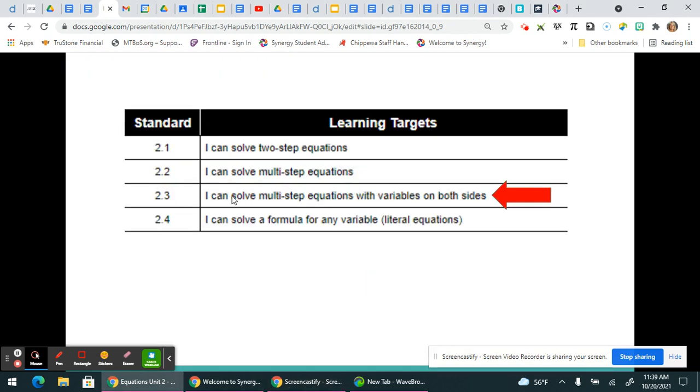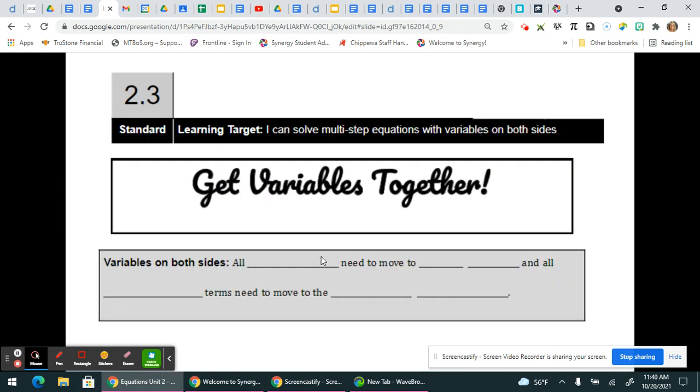So learning target 3, here we are. We did our 1s and 2s those last couple of weeks. We're going to step it up with variables on both sides. So to begin on page 6, right here at the top, there is a box that we're going to take a few notes. So grab your pencil and let's get started.